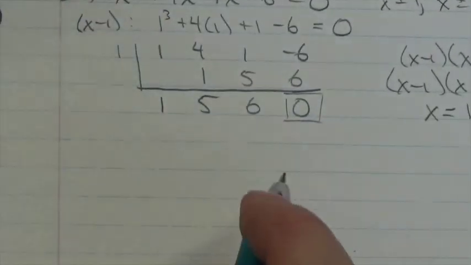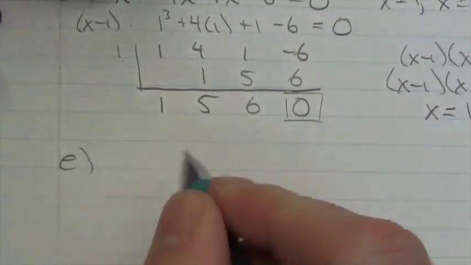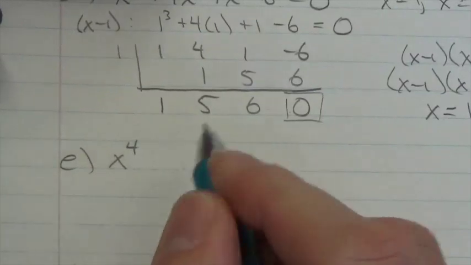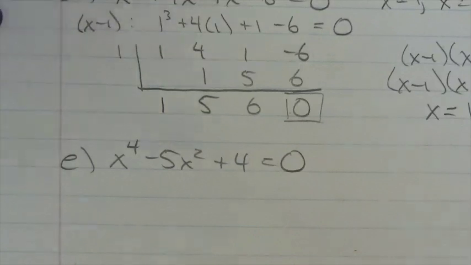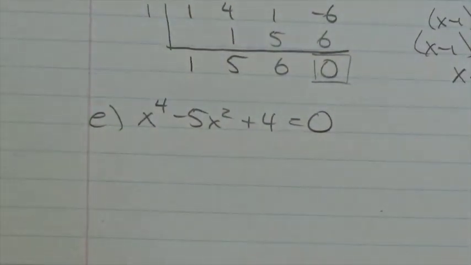All right, let's take a look at a slightly different form. Just keep on trucking here. x to the 4th minus 5x squared plus 4 is equal to 0. Now, I'm only bringing this one up here because of how it ends, okay?